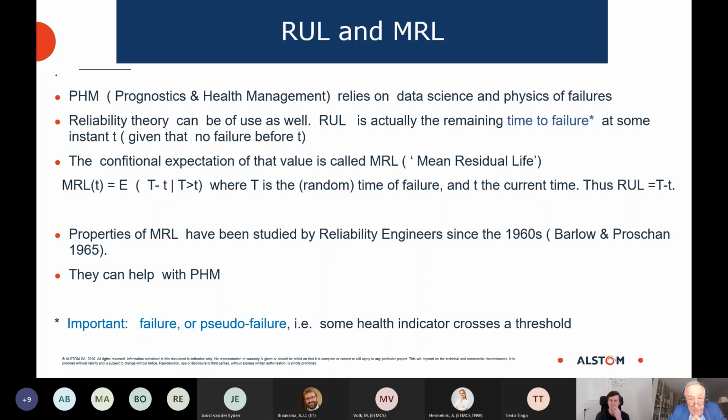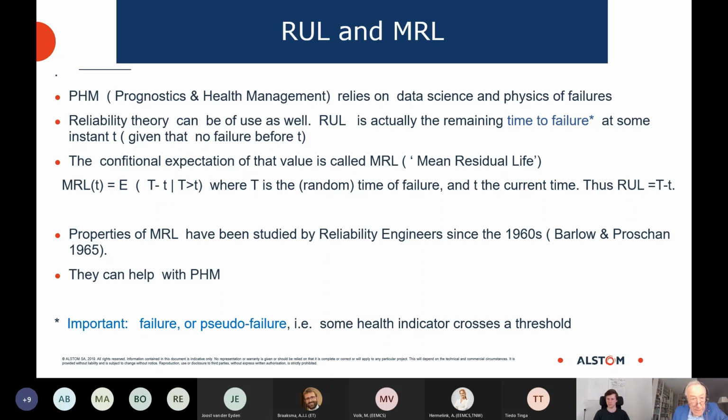RUL is the remaining time to failure at some instant t, given that there has been no failure before time t. And so we can speak about the conditional expectation of that value, which is called the MRL, the mean residual life. So it is the expectation at time little t of the time that remains to the instant capital T of the failure, given that there has been no failure before little t. Okay, so this is the expectation basically of the RUL.